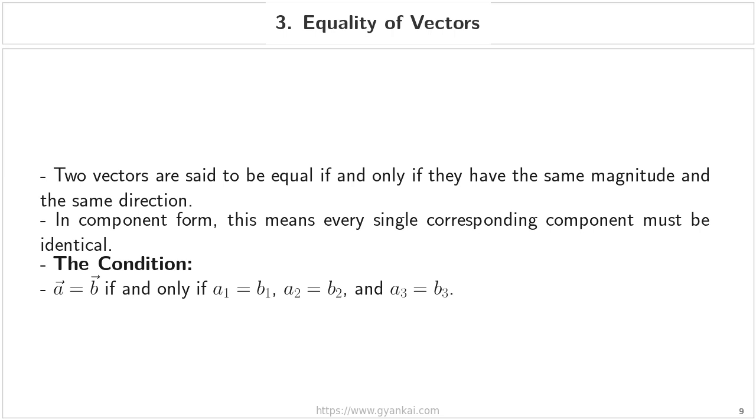To put this into a formal mathematical condition, vector A equals vector B if and only if a sub 1 equals b sub 1, a sub 2 equals b sub 2, and a sub 3 equals b sub 3. Now that we have mastered how to add, subtract, and scale vectors, let's look at a very important concept: equality of vectors. Essentially, if even one component is different, the vectors are not equal. This principle of comparing components one by one is a theme we will continue to use as we move into our next topic, scalar multiplication.